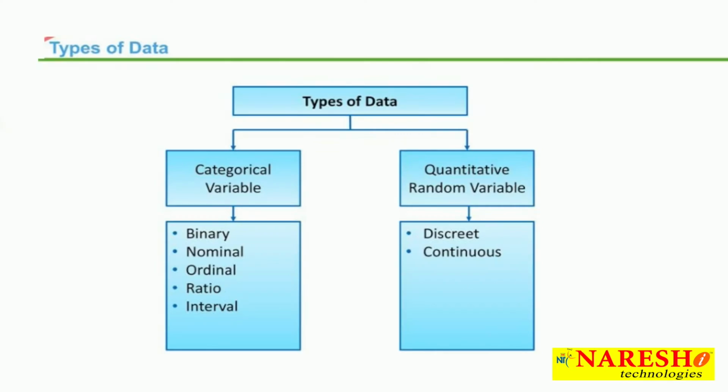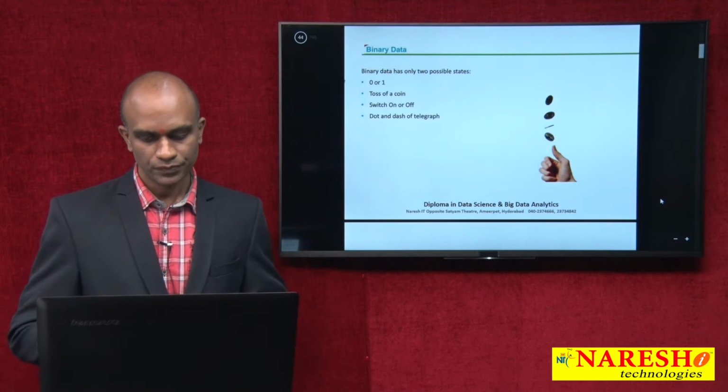So at a high level, when we are talking about the types of data, we've just looked at quantitative and qualitative. The categorical variables are again similar to the qualitative, where we have binary, nominal, ordinal, and ratio and interval. Similarly, quantitative, as we just discussed, are numbers and things like that, guys. So let's dig a little bit deeper into this.